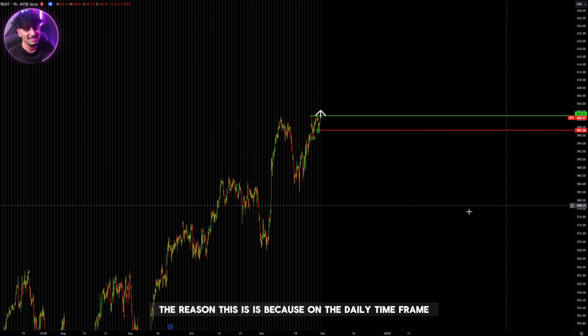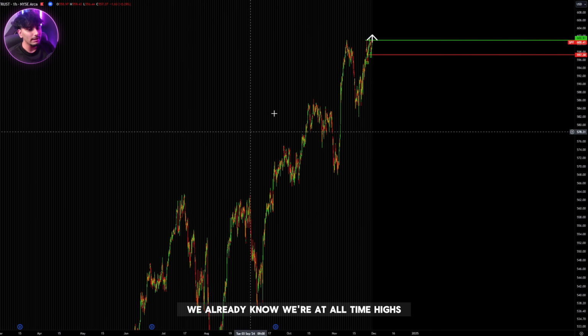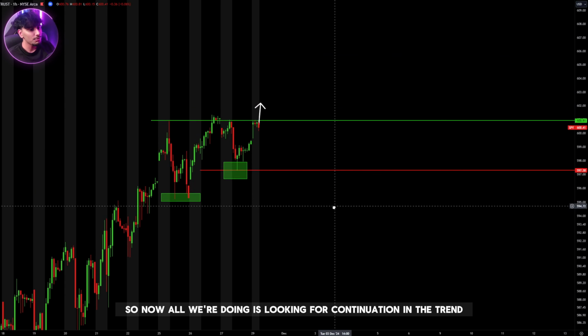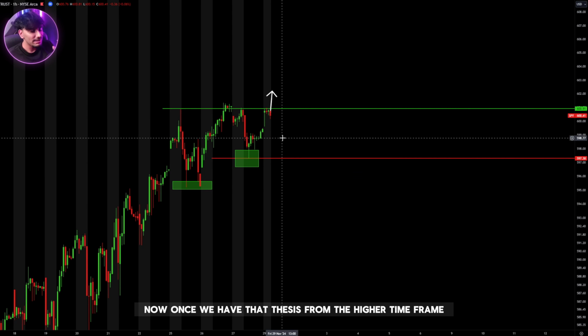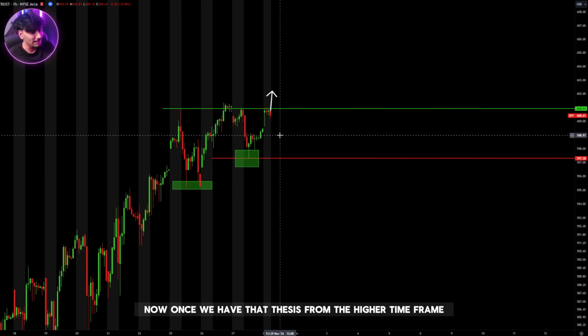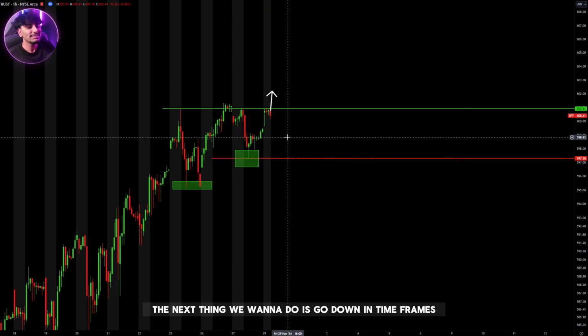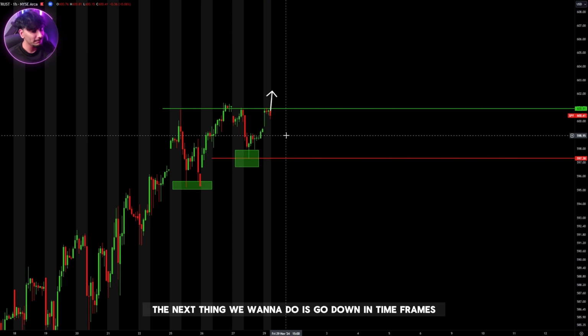The reason for this is because on the daily time frame, we already know we're at all-time highs. So now all we're doing is looking for continuation in the trend. Once we have that thesis from the higher time frame, which is that we should expect bullish action and therefore be looking to go long on this position, the next thing we want to do is go down in time frames and look for those lower time frame levels.